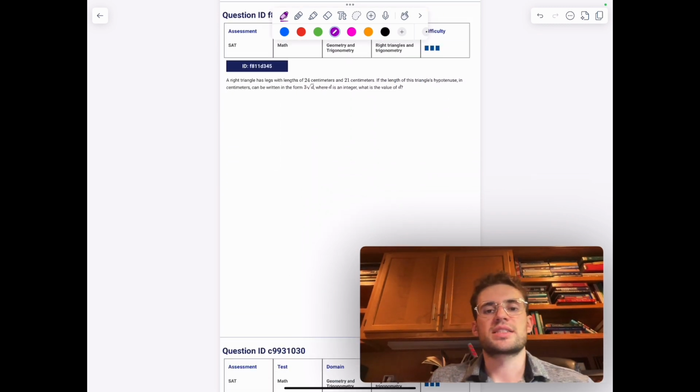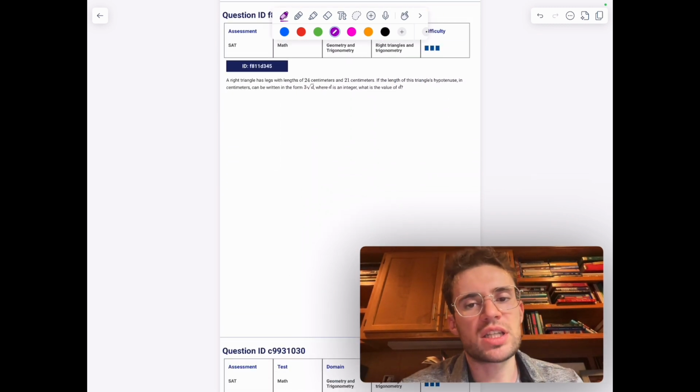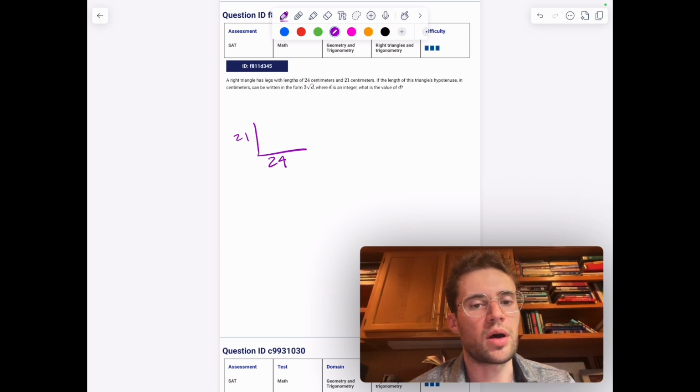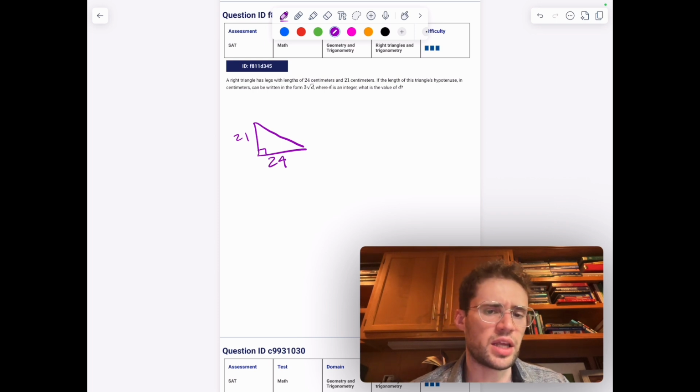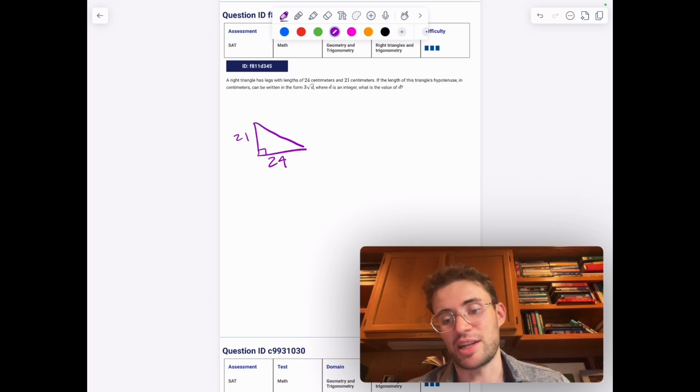A right triangle has legs with length 24 centimeters and 21 centimeters. All right, so we got 24 and 21. That's not one of the special right triangles, because there is one that's 7, 24, 25, but this is 21, not 7. And there's another one that's 20, 21, 29, but you can't mix and match them, unfortunately.